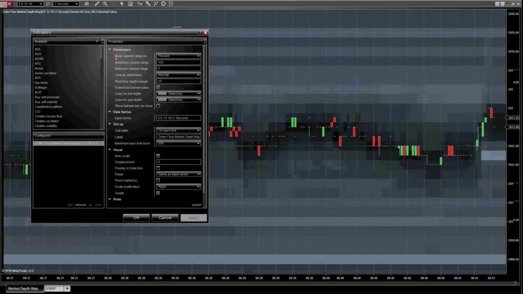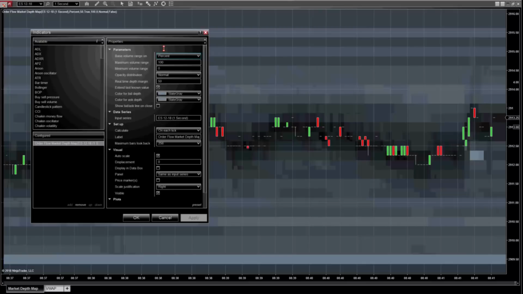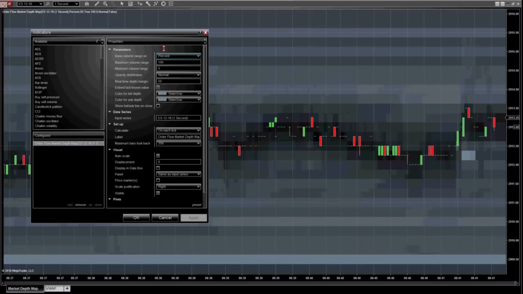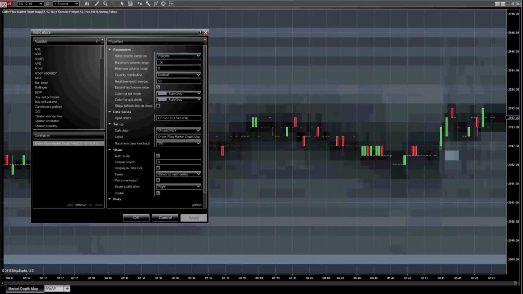The first setting we'll cover will be base volume range on. And with this set to percent, this will apply the highest depth volume received to 100% opacity and the lowest to 0%. If, for example, you may not care about the lower volumes as much and just want to highlight the higher volumes more, you could increase the minimum volume range.